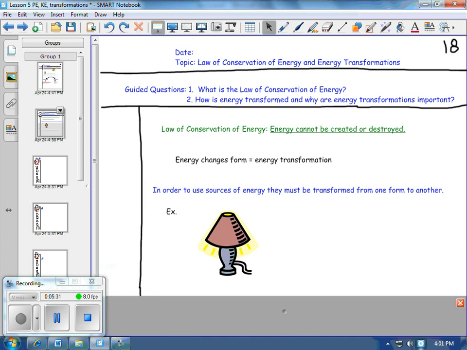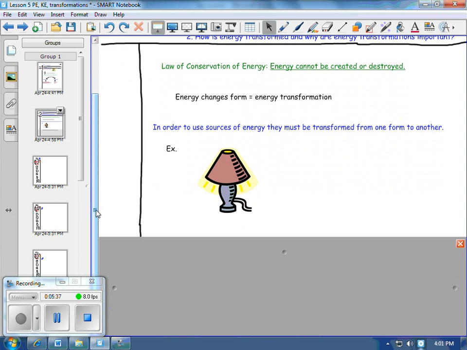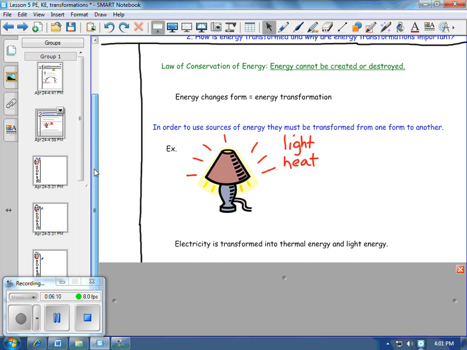For example, you have a lamp. And that lamp is run on electricity. And the lamp gives off, of course, light. And remember, lamps also give off heat. So in this example, energy is being transformed from the electricity into thermal or heat energy and light energy.